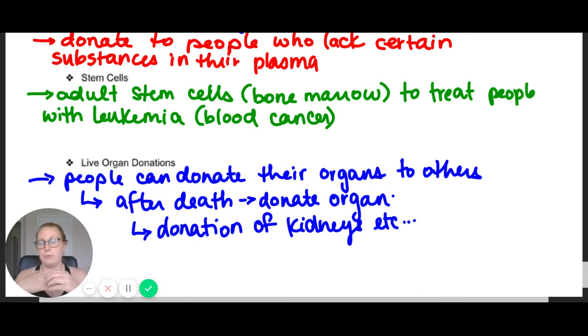And so people with leukemia have essentially misshapen or malformed white blood cells. And so if we treat them by putting someone else's stem cells there, they may be able to then produce the proper blood cells and sort of eliminate those ones that were causing the cancer.